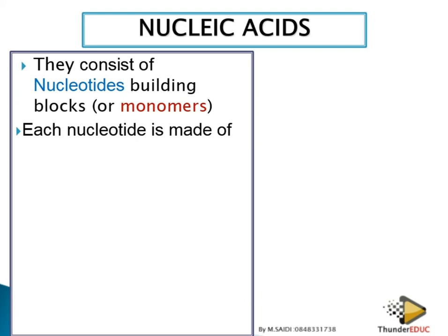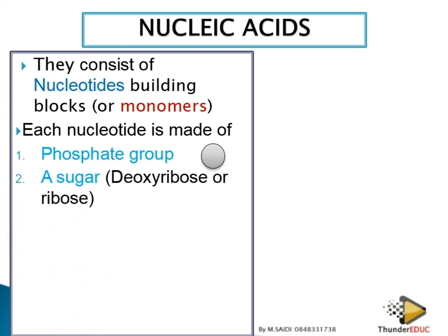Now, each nucleotide is made up of a phosphate group, meaning that this group contains phosphate or phosphorus ions. Then also a sugar portion. This sugar can be deoxyribose or ribose. In grade 10 we studied nucleic acids, and those nucleic acids are only two, which are DNA and RNA. Deoxyribose will be found in a DNA molecule and ribose will be found in an RNA molecule.